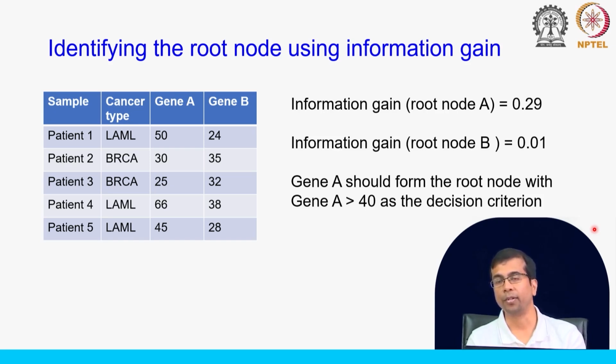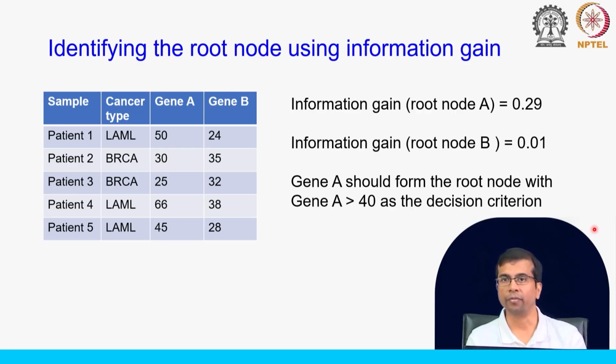So, what we have said is that the feature that gives us the most information gain should be the root node. In this case, gene A should form the root node with gene A greater than 40 as the decision criteria. As you have seen, all three measures gave the same results, which is not surprising because they are supposed to give the same results.